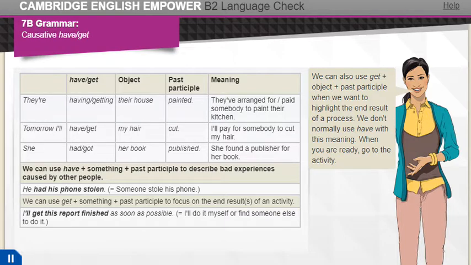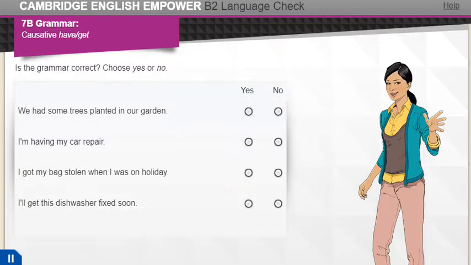When you are ready, go to the activity. Is the grammar correct? Choose yes or no.